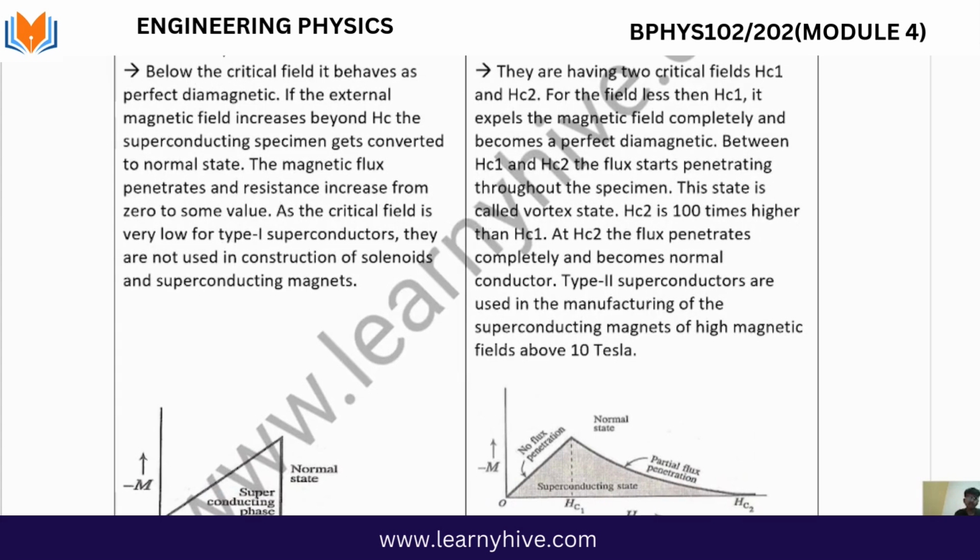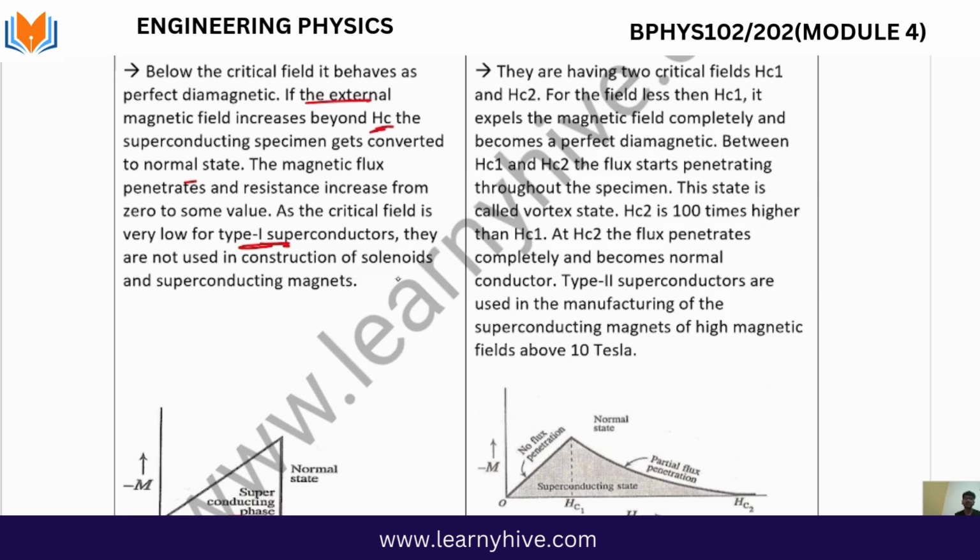For type 1 superconductors, below the critical field it behaves as a perfect diamagnetic. What does critical field mean? The superconductor has a normal state and a superconducting phase. If the external magnetic field increases beyond the HC, the superconducting specimen is converted to the normal state, the magnetic flux lines penetrate in, and the resistance increases from 0 to some other values.